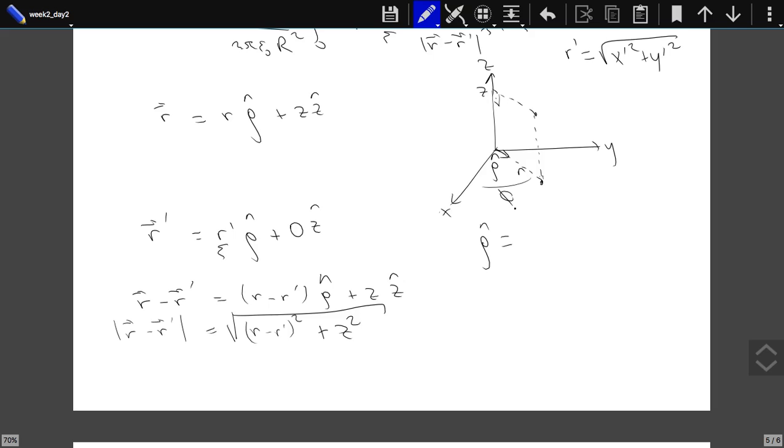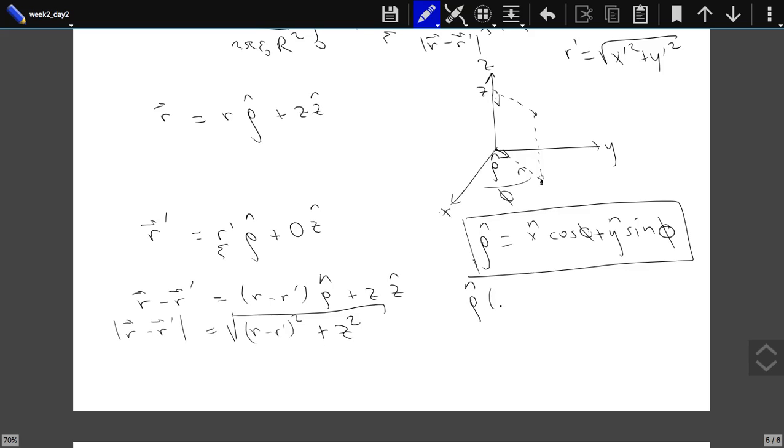R cosine phi. Now, rho hat is a unit vector. So it is i hat cosine phi plus j hat sine phi. So rho hat is a function of phi. Do you agree?